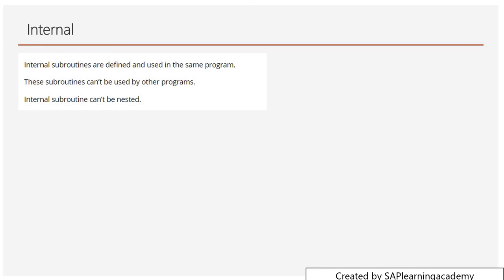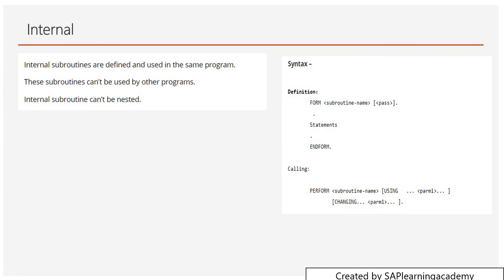So what does it mean? When you define a subroutine within a program, that subroutine will be called an internal subroutine, and it cannot be used by other programs. And if I show you the syntax, this is a basic syntax. How does it look?